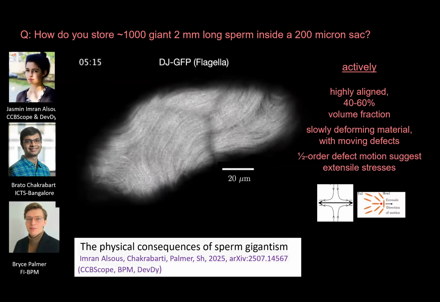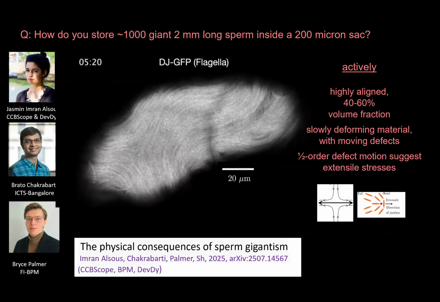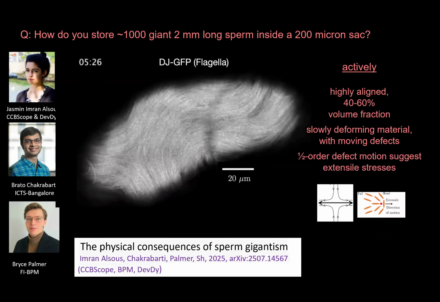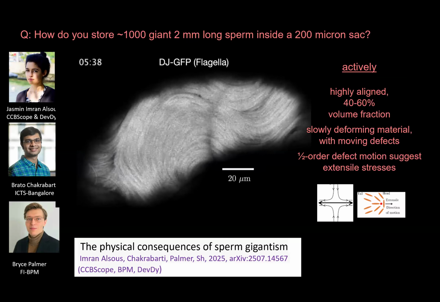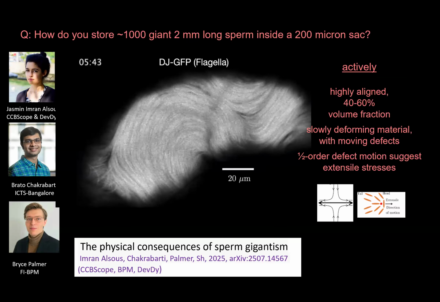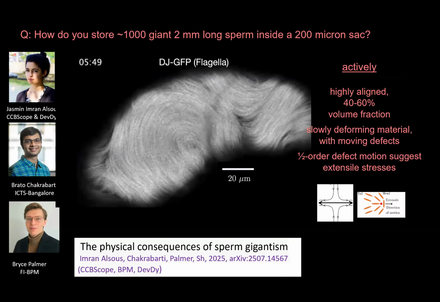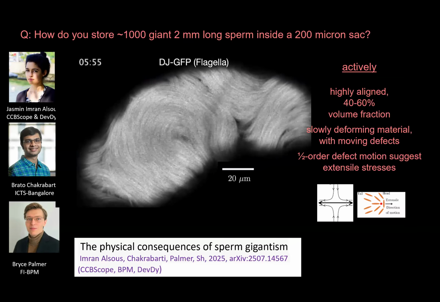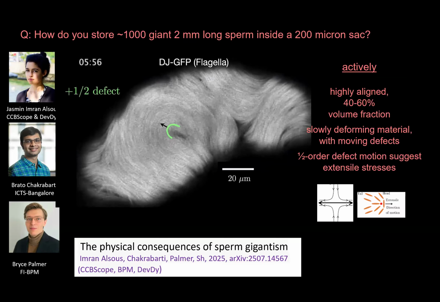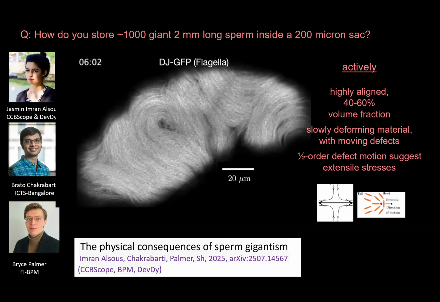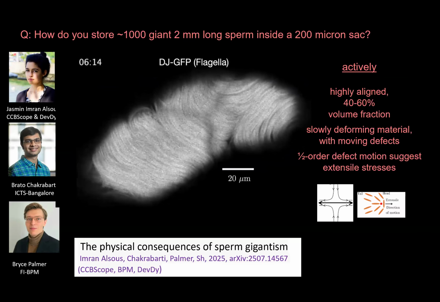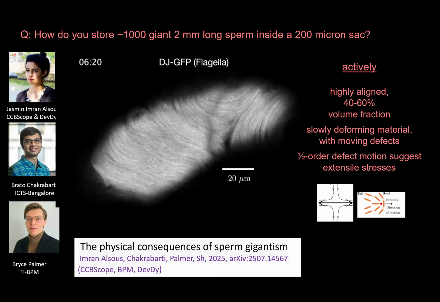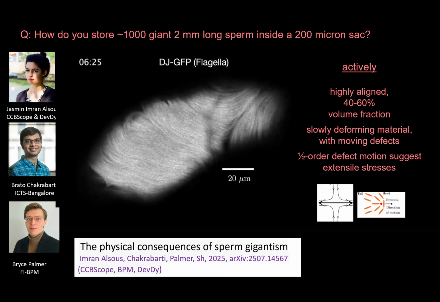That's what it looks like. That's minutes. What it shows is a GFP fluorescent labeling of the tails of the sperm, 2 millimeter long tails. The heads are 15, 20 microns in length, something like that. You're not seeing those. But what it looks like is this big nematic mess, right? Everything's highly aligned and it's slowly roiling around.